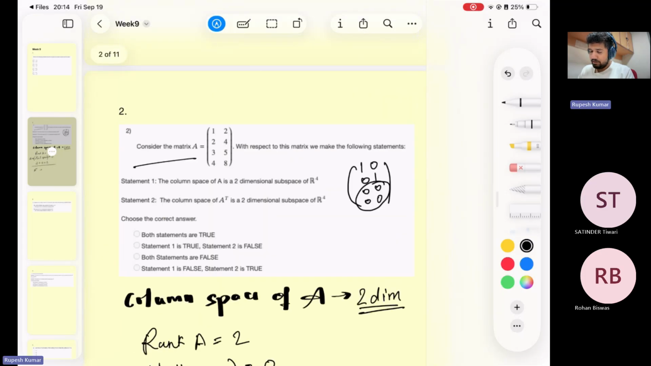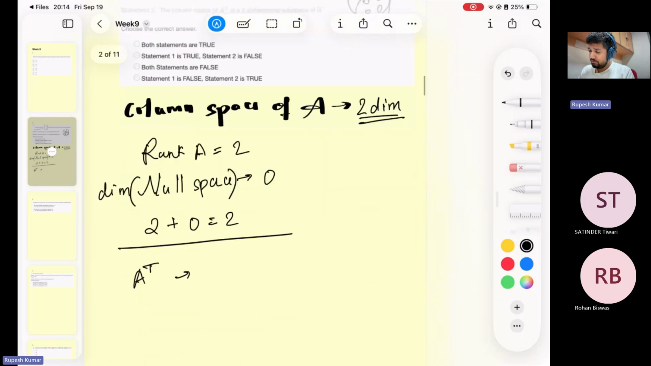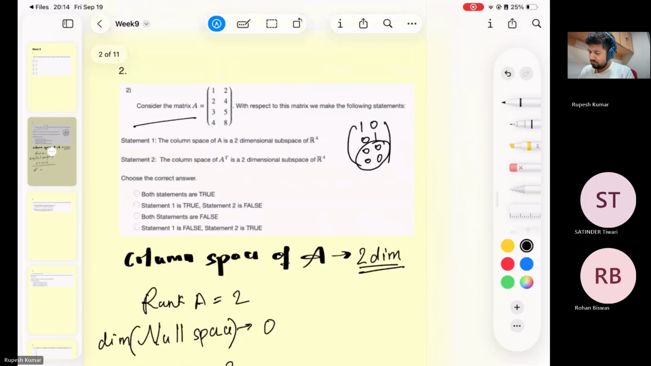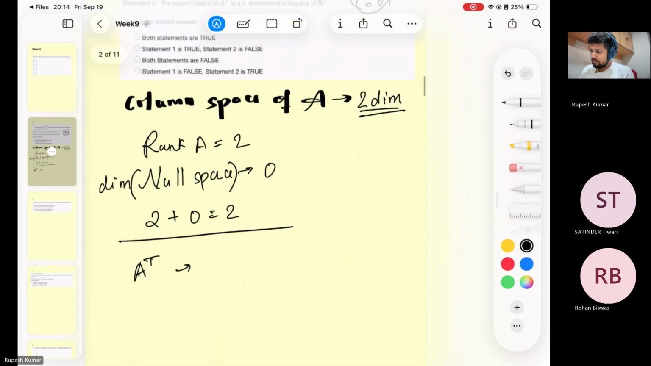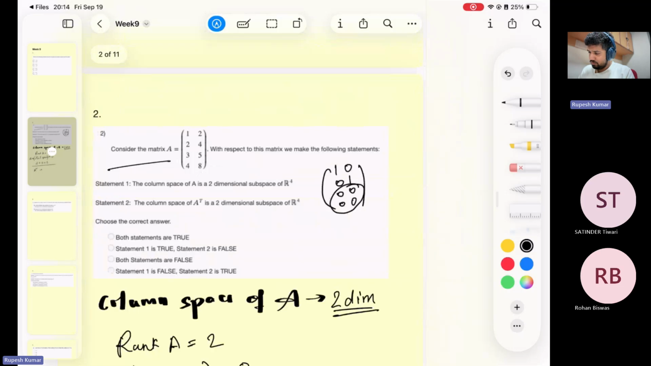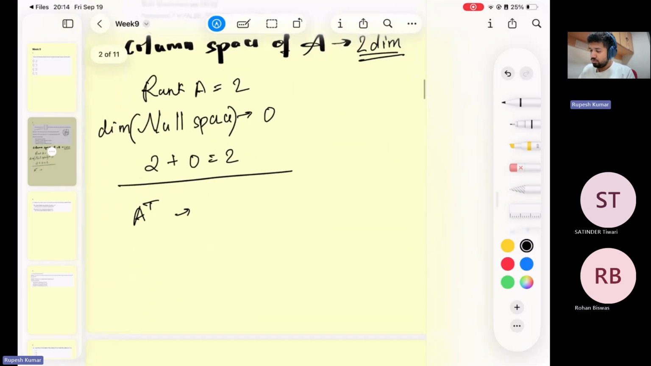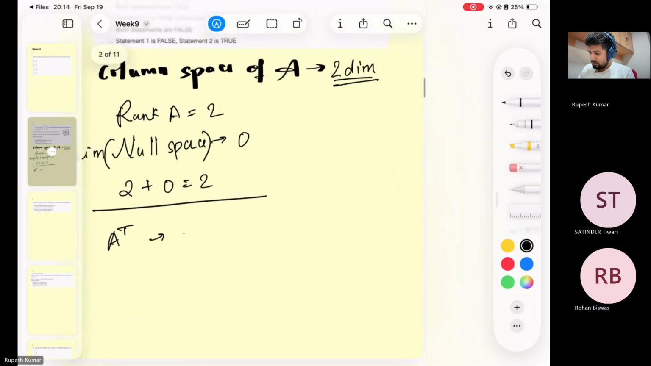Now you can always do this for A transpose, right? For A transpose, how many column vectors are independent? 2. Let's see, 1, 2 and 2, 4 are really independent, and the others are dependent. So the dimensionality of the range is essentially 2.